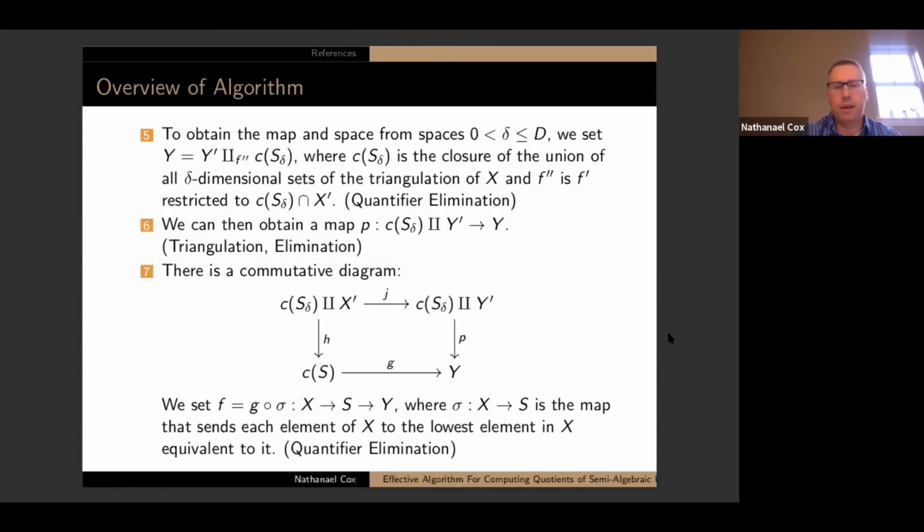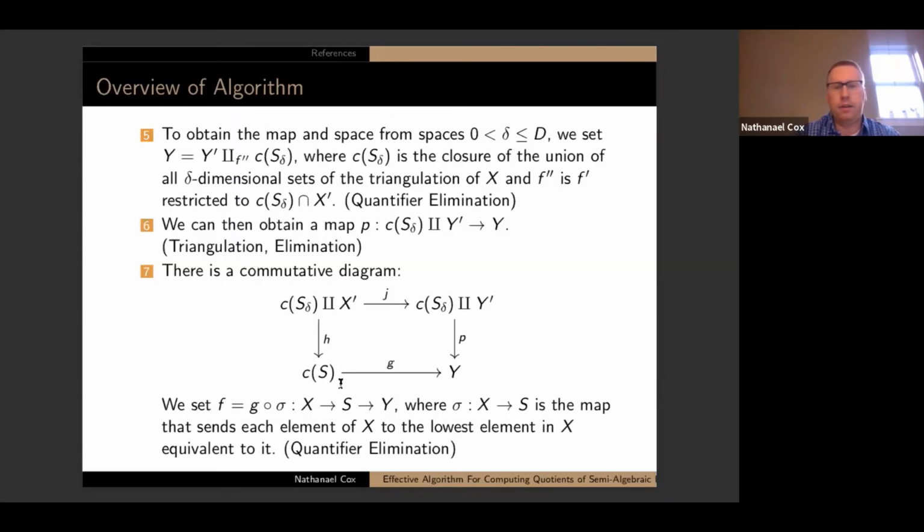commutative diagram, and where, again, sigma right here. So you can set F equal to G composed with sigma, where G is here, which I'll get to in a second. Sigma from X into S is the map that sends each element of X to the lowest element in X that's equivalent to it. So similar to what we do in the D equals 0 case.